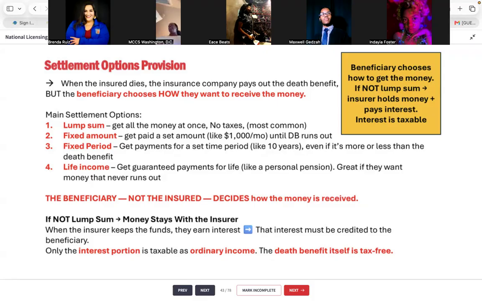The death benefit is tax-free, but that interest is not. Okay, that interest is not tax-free. Okay, so the death benefit is tax-free. The interest is not. Okay, just keep that in mind.